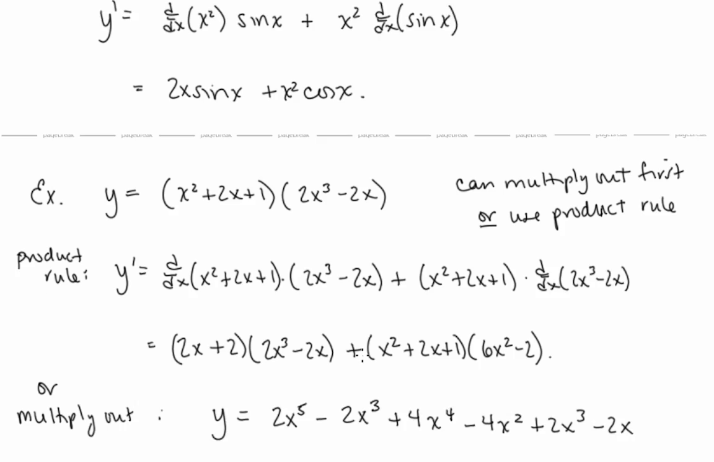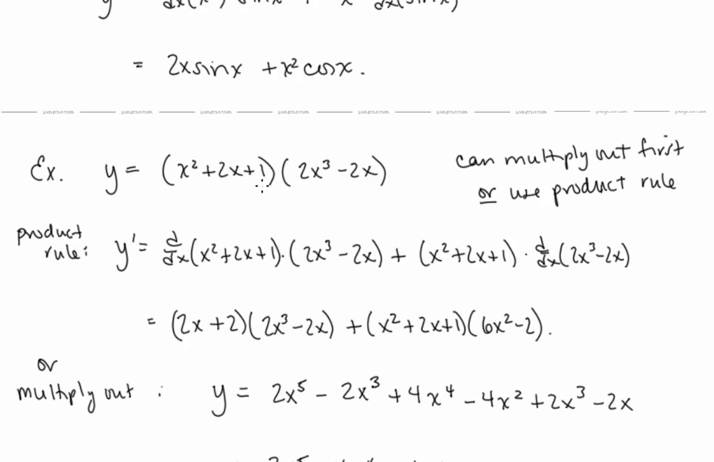Here, we have y equals x squared plus 2x plus 1 multiplied by 2x to the third minus 2x. And we saw similar problems in Lesson 10, and in that lesson, all we could do is multiply out and then take the derivative. And we can certainly do that here, and we'll do that in a minute. But let's first solve this by using the product rule. The product rule says take the derivative of the first factor, multiply by the second, plus the first factor times the derivative of the second.